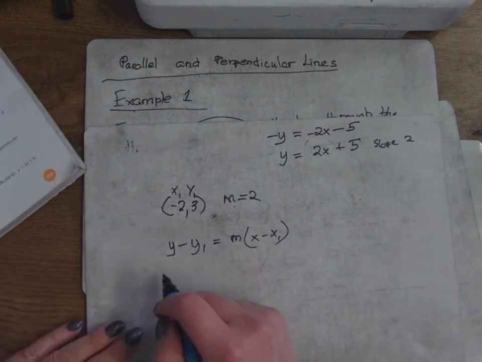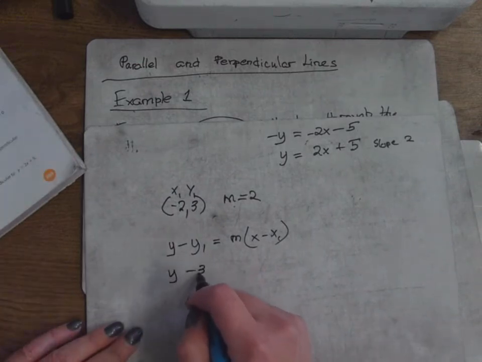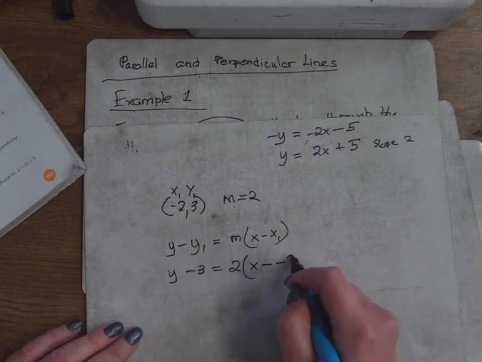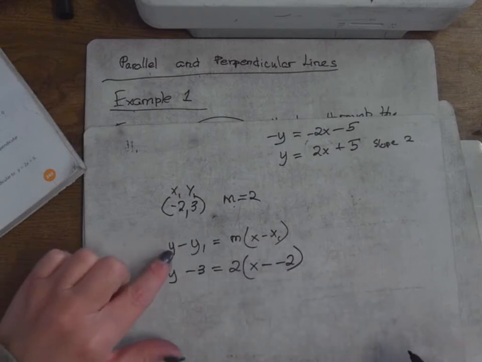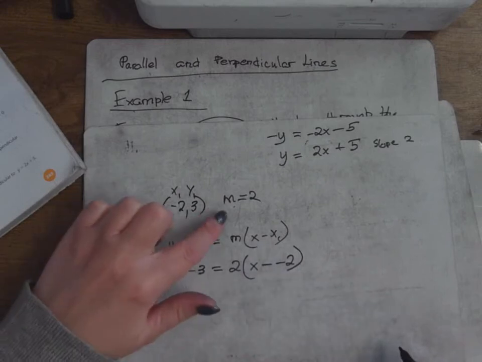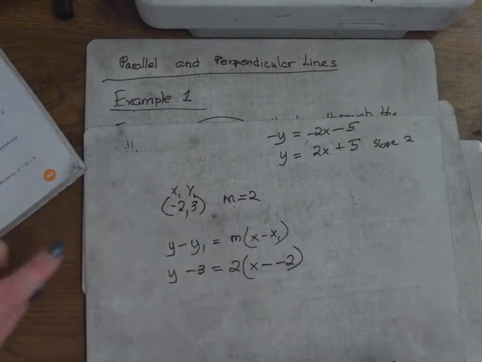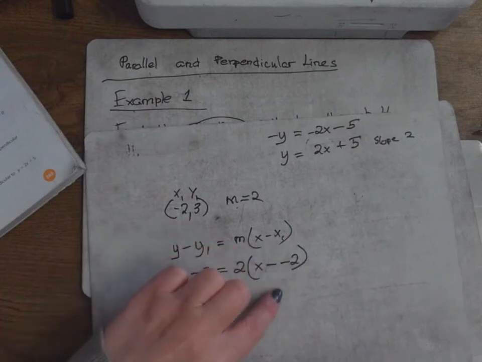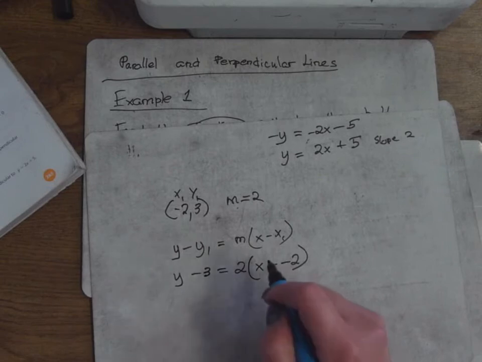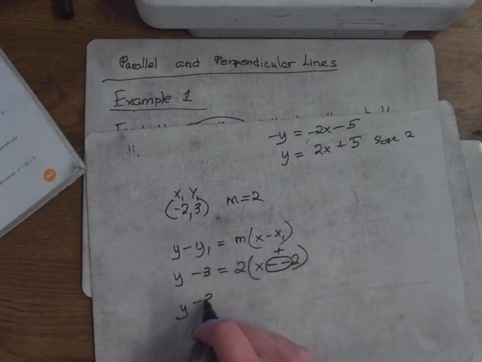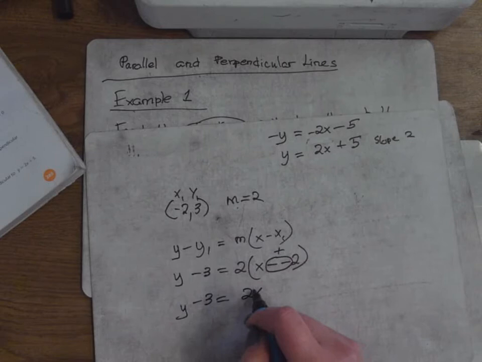So you get y minus 3 equals 2 into x minus minus 2. Okay, so y1 is 3, m is the slope, so that's 2, and x minus minus 2. So I ended up with 2 minuses in a row. Does everyone understand why? Yeah. The first minus came from the formula, the second minus is part of x1. But 2 minuses in a row actually means a plus. So I get y minus 3 equals 2x plus 4.